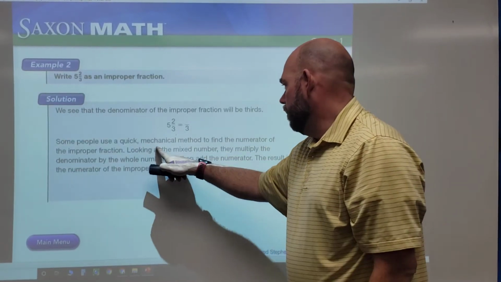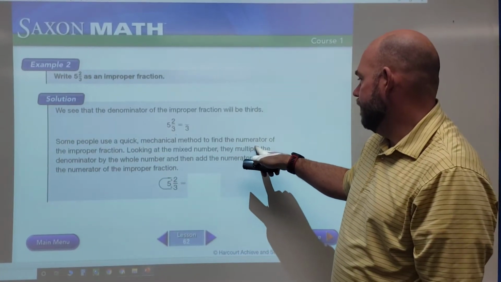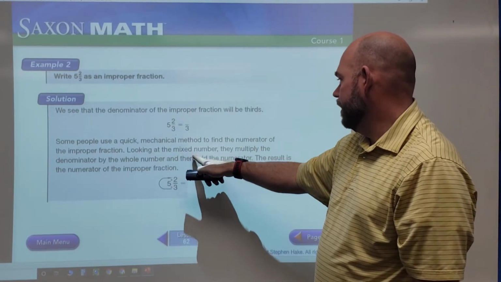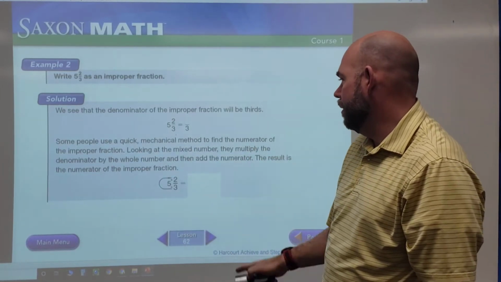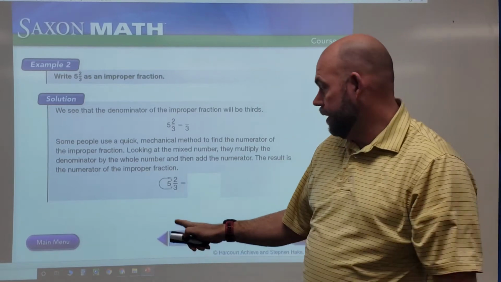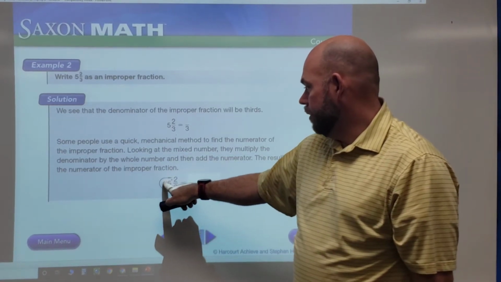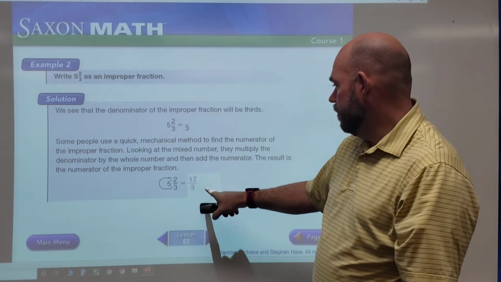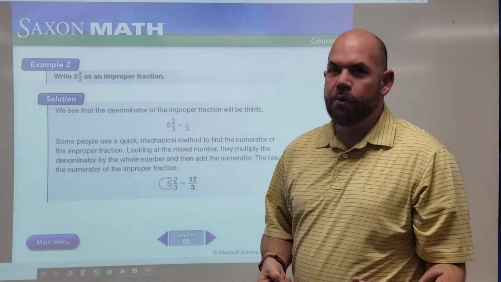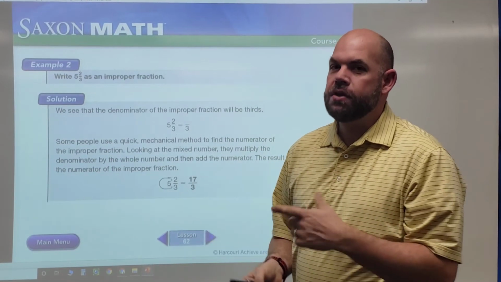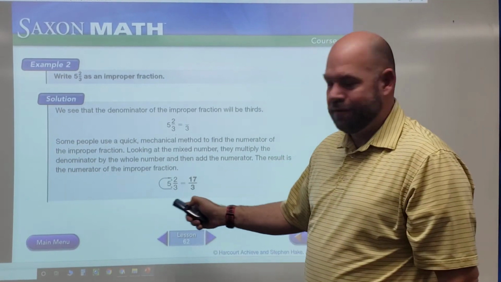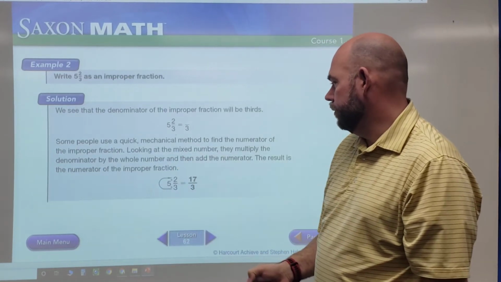So the mechanical method to find the numerator in the improper fraction, looking at the mixed number, is you can multiply the denominator by the whole number, then add the numerator. That's what I just did. 5 times 3 plus 2, and then you're going to get 17/3. So they're showing you don't have to break it apart. You can do it the way I do it. I think that's the way that most people do it, is you just circle around.